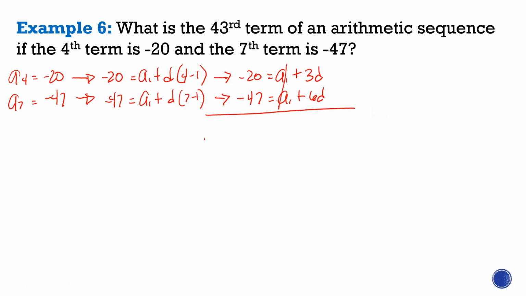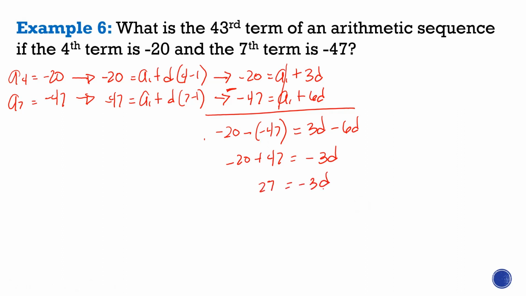Next, cross that out. We will subtract each term here. So negative 20 minus negative 47 equals 3D minus 6D. So this is negative 20 plus 47 equals negative 3D. And negative 20 plus 47 is 27 equals negative 3D, divided by negative 3 on both sides. So our D is negative 9. Okay, we're not yet done.